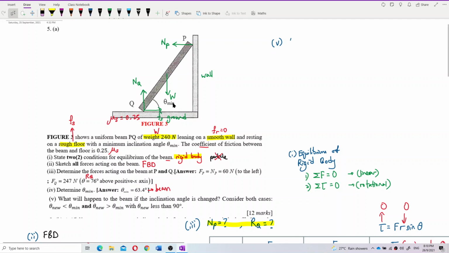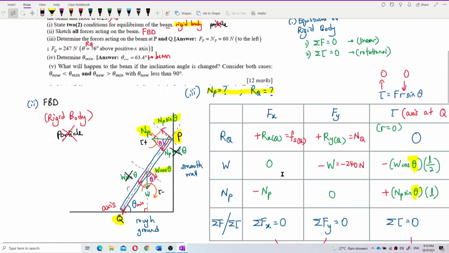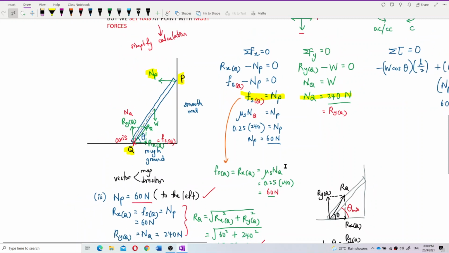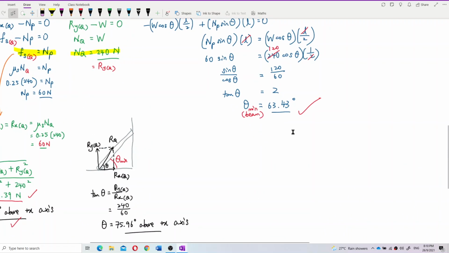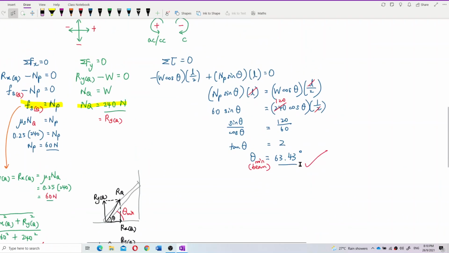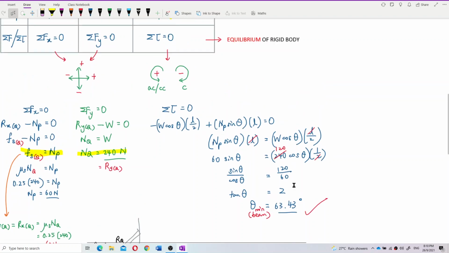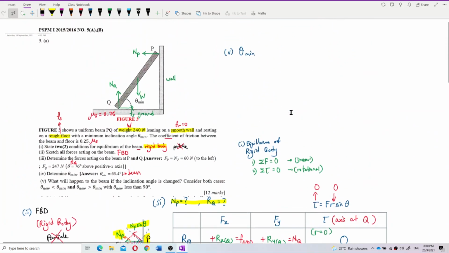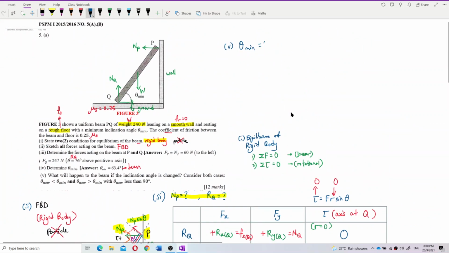What does it really mean by theta minimum? Just now, what value did we get for the theta minimum? The value you get is 63.43 degrees. That's the minimum angle for the beam.